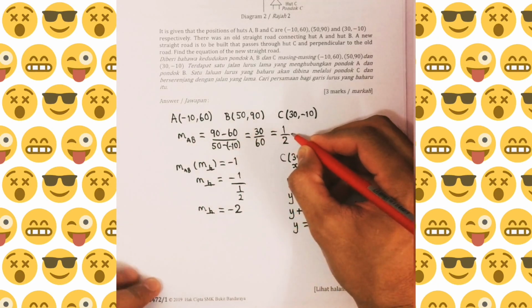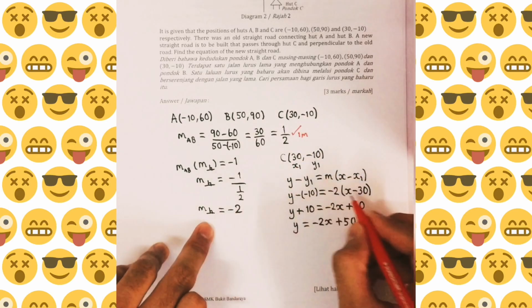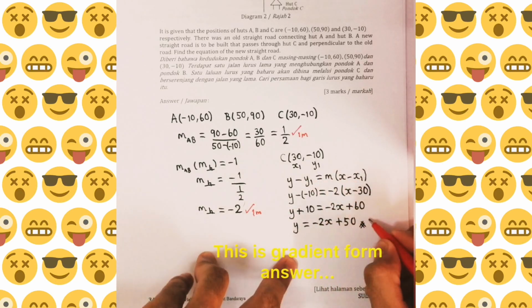You get 1 mark if you find the gradient of AB. You get another mark when you find the gradient of the perpendicular. And you substitute here, and then you get the final mark for the final answer.